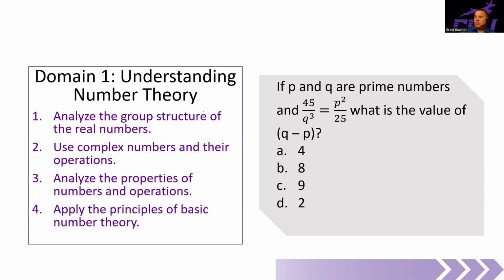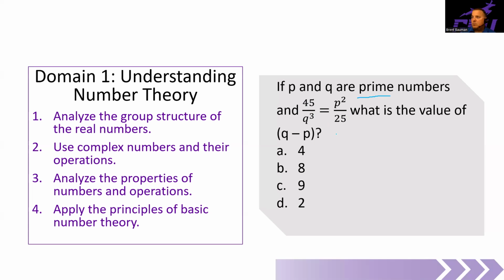All right, so in our first one, we're dealing with: if P and Q are prime numbers. So we need to remember prime numbers. And 45 over Q cubed equals P squared over 25. What is the value of Q minus P? Okay. So there's a couple different ways we can approach this. One is maybe we try to solve or get it into a different form that might be a little more helpful for us. We have a fraction equal to a fraction, so we can multiply both sides by the 25, multiply both sides by the q cubed, and see what we get.